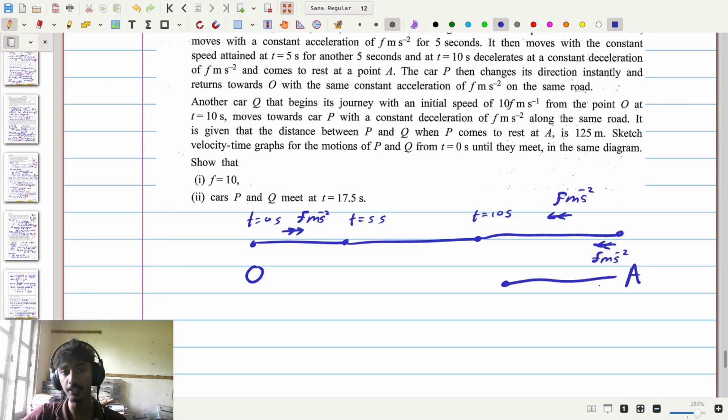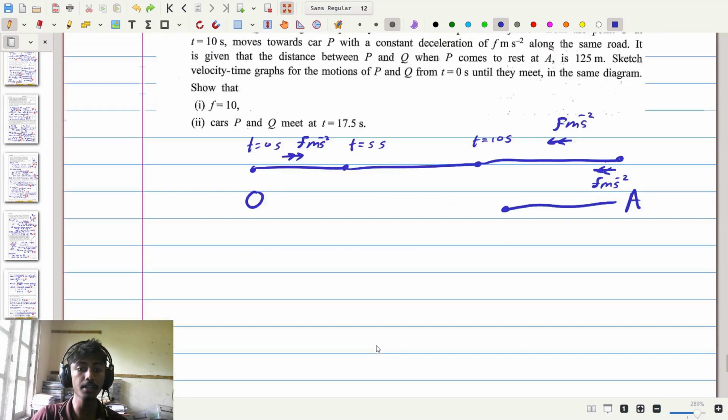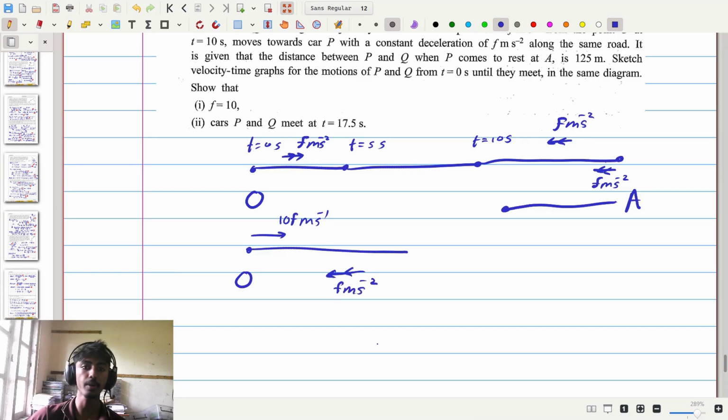Now after this, the question says, another car Q that begins its journey with an initial speed of 10 f meter per second, not at rest, from the point O again at t equals 10 seconds, moves towards the car P with a constant deceleration of f meter per second squared along the same road. So here, the car Q is moving starting from the point O towards the car P like so, with an initial speed of 10 f meters per second, but as it travels, it is decelerating in this direction at f meter per second squared.